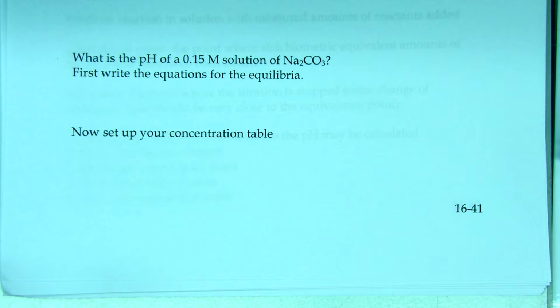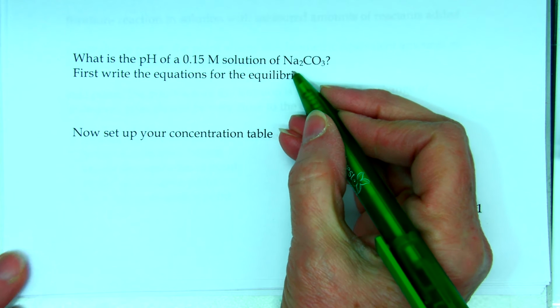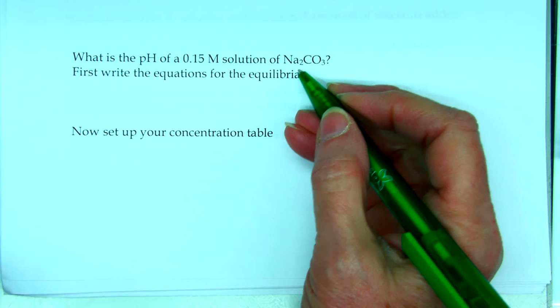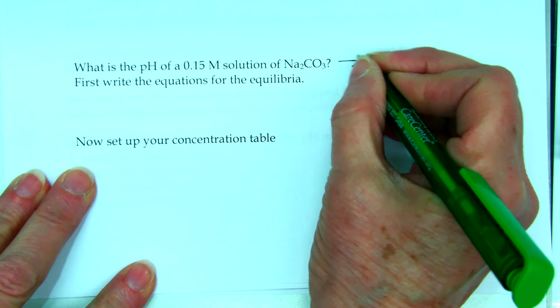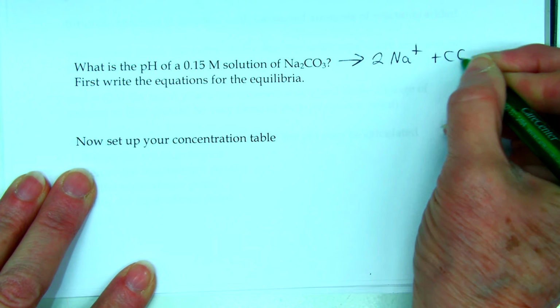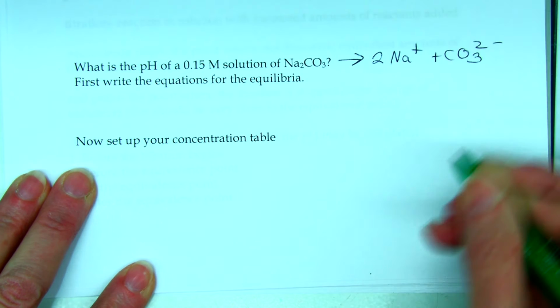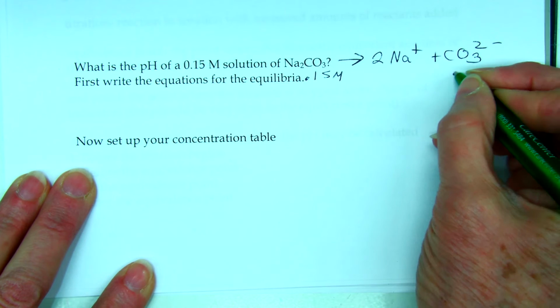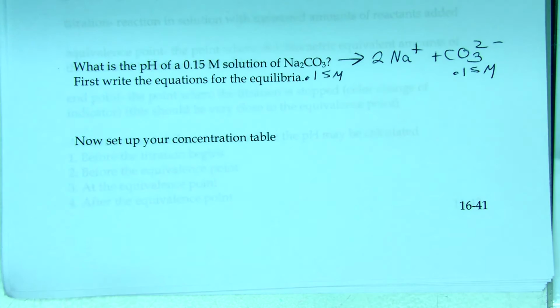So when we have a solution of sodium carbonate, we first think, what's in my beaker? Well, sodium carbonate is a salt. And when I put a salt in an aqueous solution, it breaks down and gives me 2 sodium ions and a carbonate ion. I have 0.15 molar sodium carbonate, so I have 0.15 molar carbonate ion.